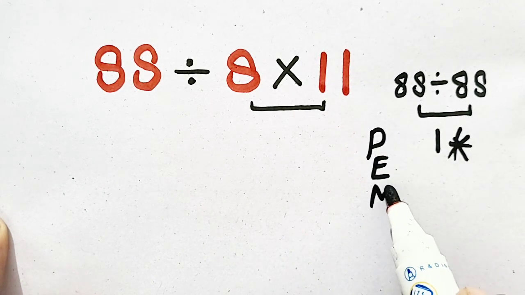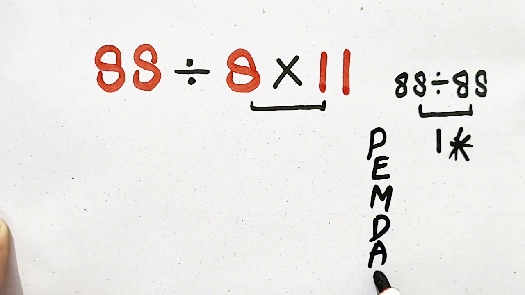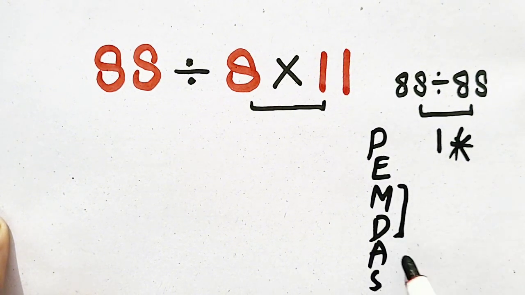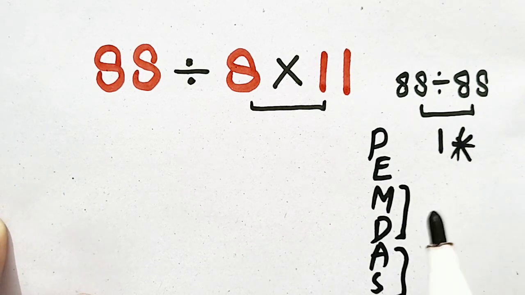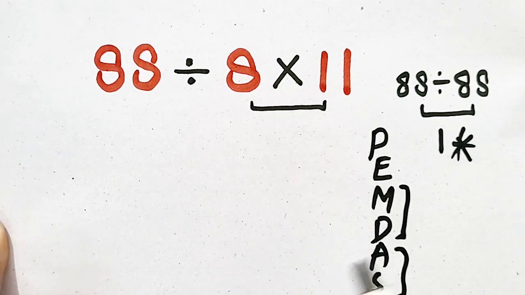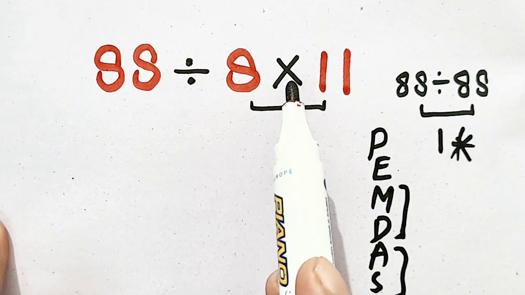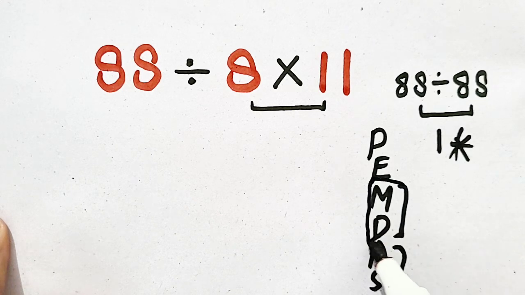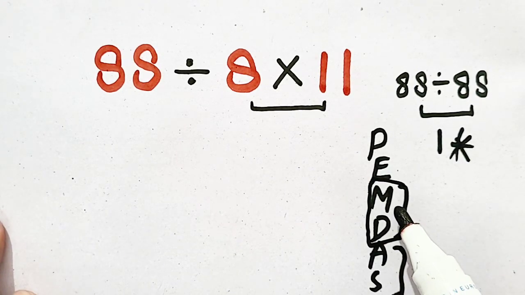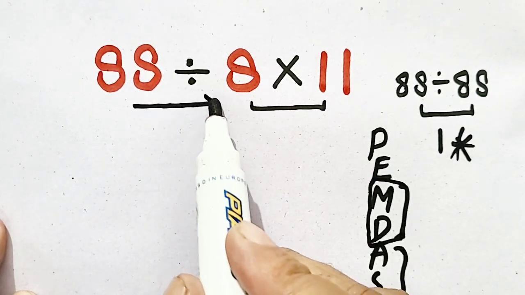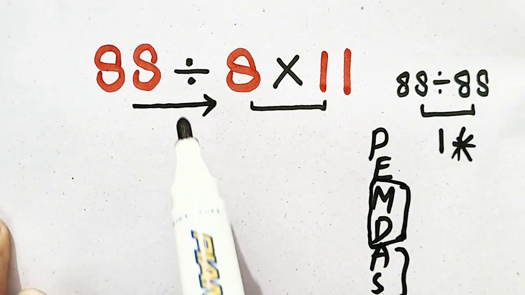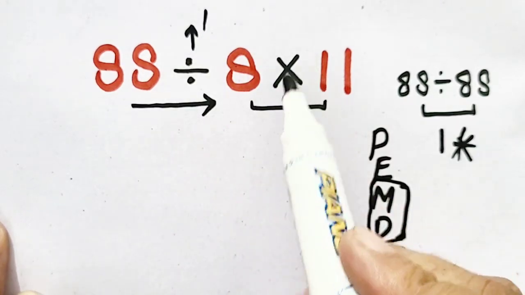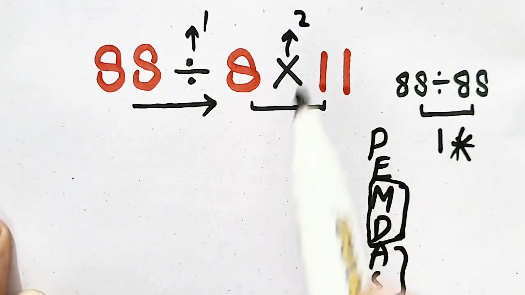According to PEMDAS: parentheses, exponents, multiplication and division, addition and subtraction. Now in this question there is division and multiplication. Division is at left and multiplication is at right. So both have the same priority, but remember that we have to move from left to right. Meaning, first of all division will be solved, and secondly we will multiply.